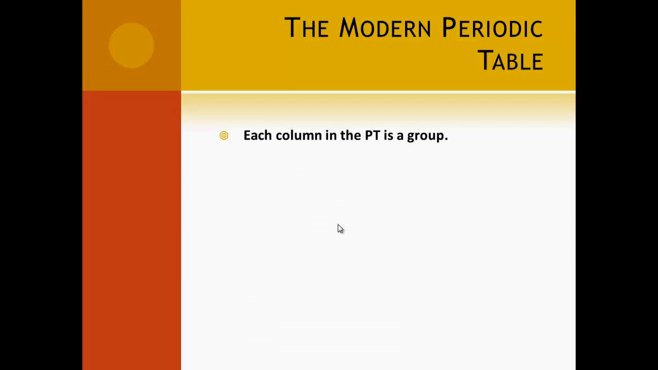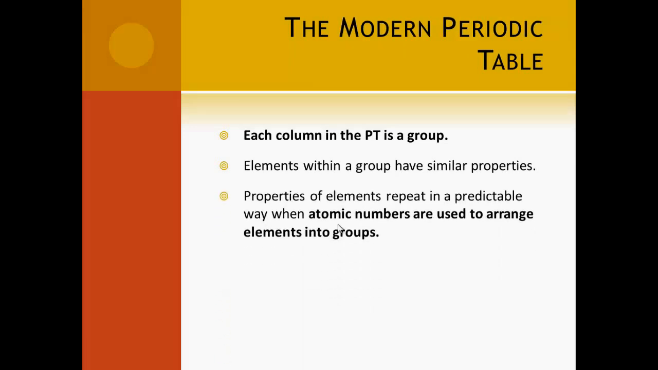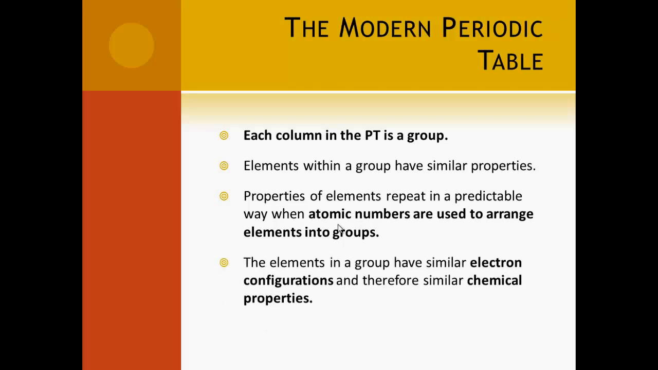Each column, which is the up and down, is called a group. Elements within a group have similar properties. Properties of elements repeat in a very predictable way when the atomic numbers are arranged in order. So this is why the periodic table is so cool, because each element in a row has very distinct properties. The elements in a group have similar electron configurations, which means that their electrons are arranged in a very similar way, and that's the reason why they have similar chemical properties.